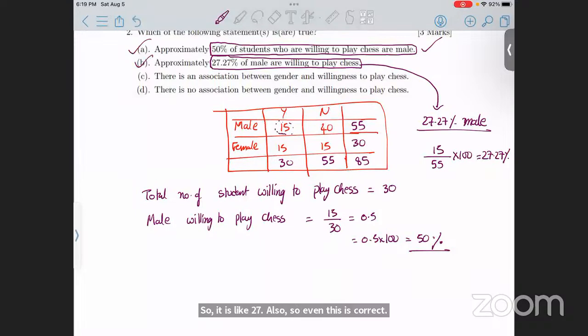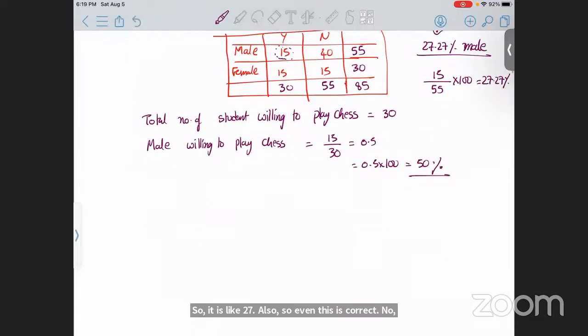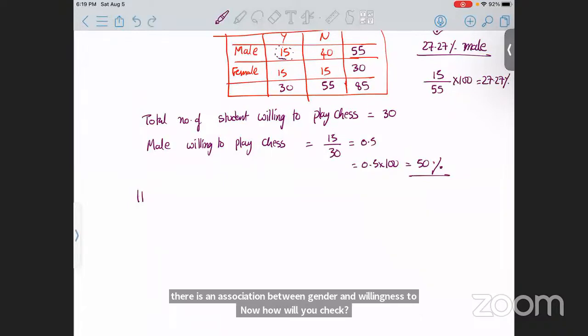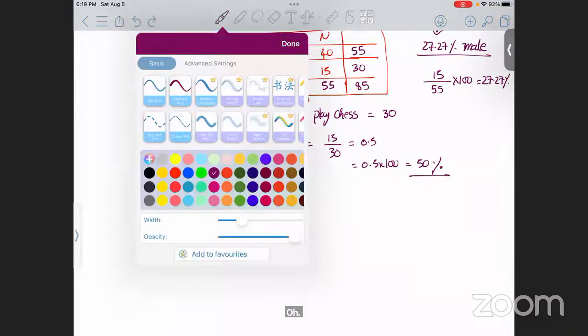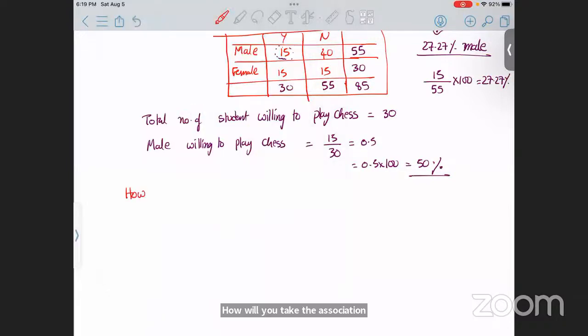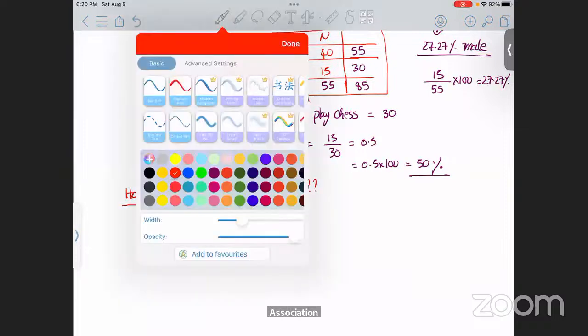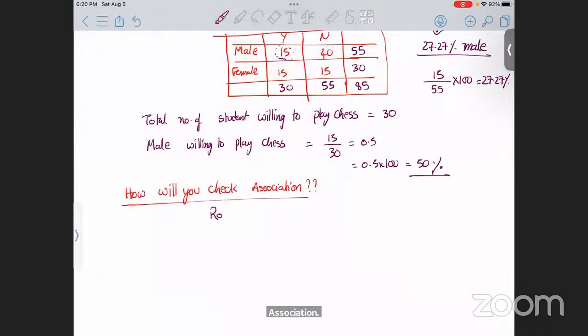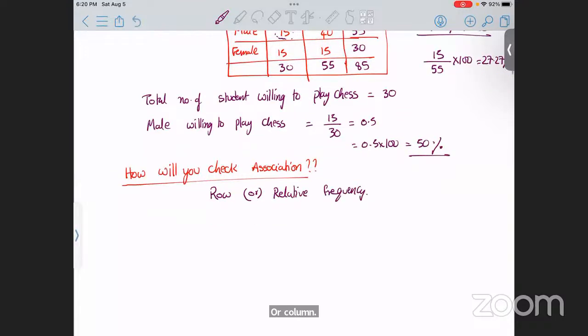Now, is there an association between gender and willingness to play? How will you check association? By row relative frequency, or column relative frequency. Now let's find the row relative frequency.